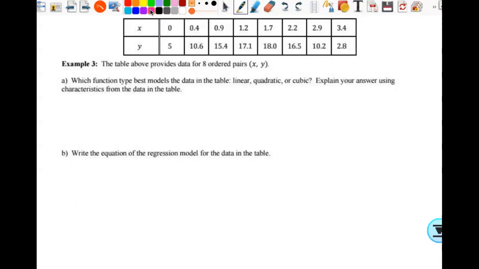And then we're going to explain our answer using characteristics from the data in the table. So we have to explain with the table what's happening here. When we look at our data, our X values are increasing the whole time, which is what you would expect, right? There would be no reason to put it in the table any weirder. We're increasing from 0 to 3.4. And then look at your Y values. Does this look like it would be linear?